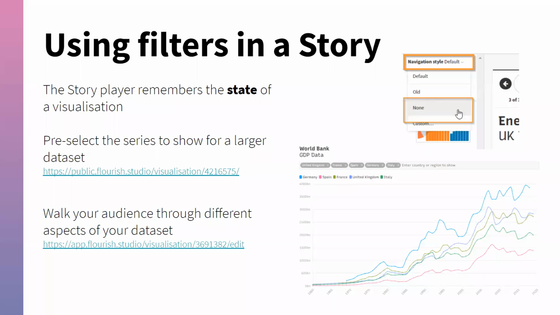So the first thing to remember about Flourish stories is that they remember the state of a visualization. So you can set the state of a visualization in the story within an individual slide, and the story player is then going to remember that. And one very obvious area where we can then use this in the context of the line bar pie template is for filters. And actually the first little example I'm going to show you is not about constructing a story in terms of a sequence of slides, but just a little trick for dealing with larger data sets.